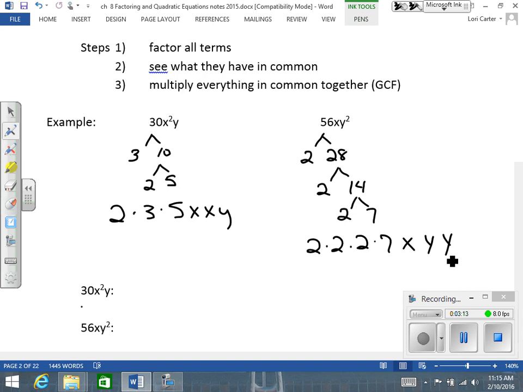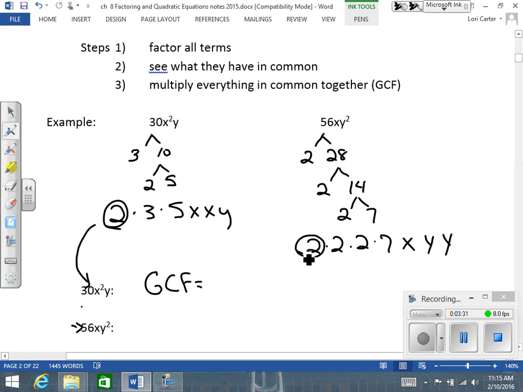Okay, now, the greatest common factor is what they have in common. It doesn't matter which is written where. So the greatest common factor of these is, do I have a 2 in common? Yes. So there's one 2 and one 2. Do I have a 3? No. A 5? No. So I only have one number, so I only get to write down the 2.